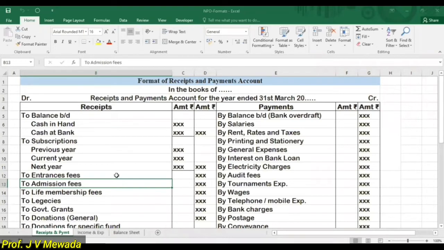If we are told in the problem that entrance fee or admission fees are to be capitalized, then we add them to the capital fund. Otherwise, they are revenue receipts. Then we have life membership fees. Life membership fee is a capital receipt. It is added to the capital fund. Legacy is a capital receipt. It is also added to the capital fund.